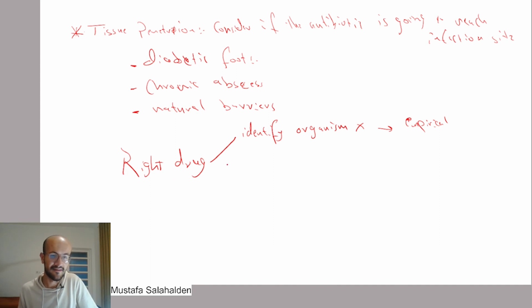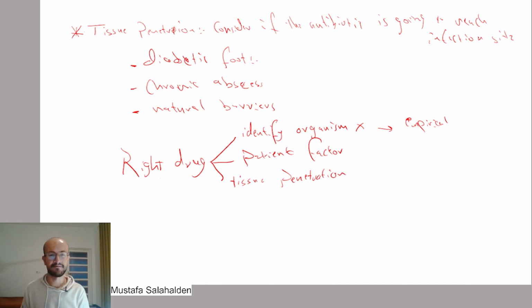You also, in choosing the right drug, consider the patient factor. So you consider if the drug is suitable for the patient age group, and if the patient is immunocompromised or if the patient is pregnant. So you need to consider the patient factor in choosing the right drug. And we also talk about the tissue penetration, so if the antibiotic is going to reach the infection site. So that's regarding the right drug.